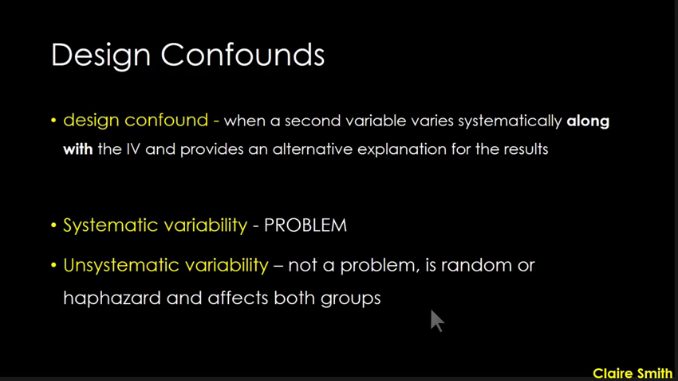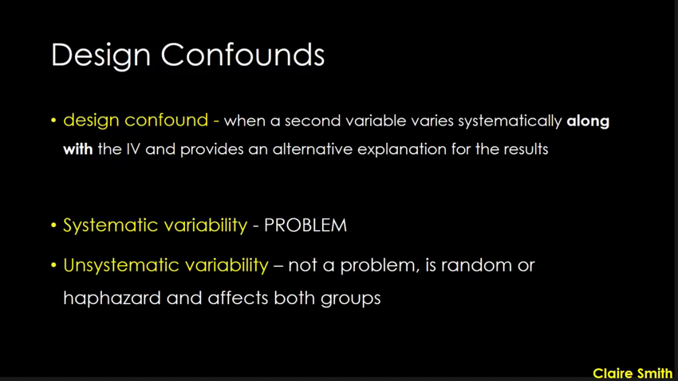The book does a really good job of explaining this. If I'm not explaining it very well, there's paragraphs and pictures and stuff in your book that kind of explain this. So read that. It's kind of hard to explain. I don't know. Read your book. Okay. But a design confound is when another variable varies systematically with your independent variable.